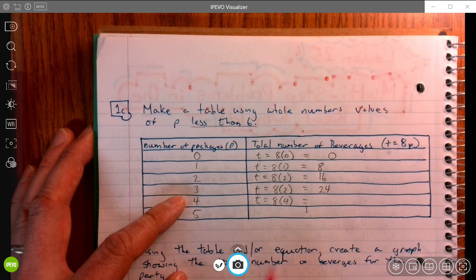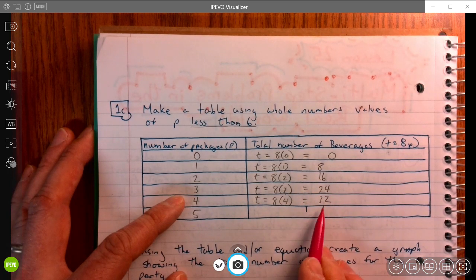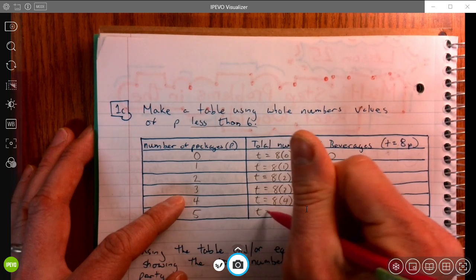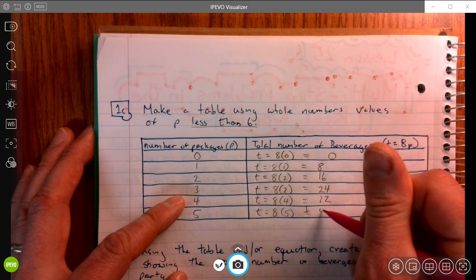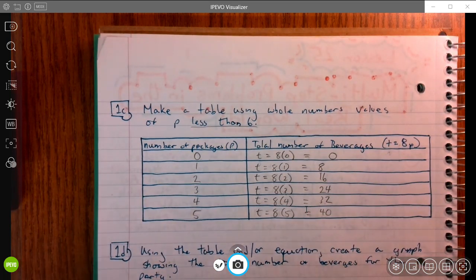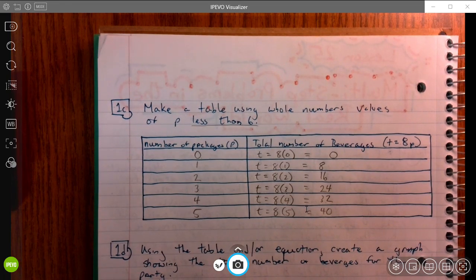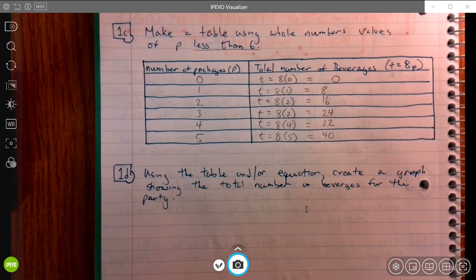If he buys 4 packs, we'll have 32, because again, all I'm doing is multiplying 4 times 8. And if he has 5 packs, he'll have 40. Okay, so here's something that we haven't done yet. Using the table and or equation, create a graph showing the total number of beverages for the party.